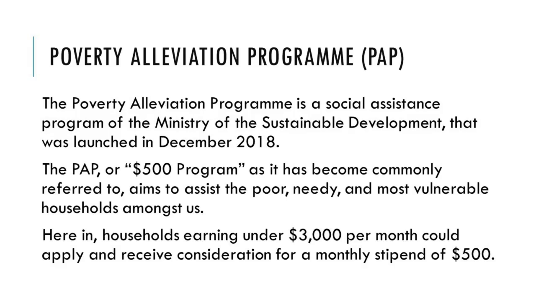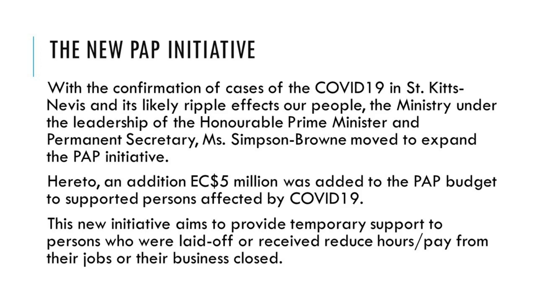Now, the Poverty Alleviation Program is a social assistance program of the Ministry of Sustainable Development that was launched in December of 2018. The PAP, as we call it, and some people affectionately call it the $500 program, aims to assist the poor and the needy and the most vulnerable households among us. Herein, households earning under $3,000 could apply and receive consideration of a monthly stipend of $500.